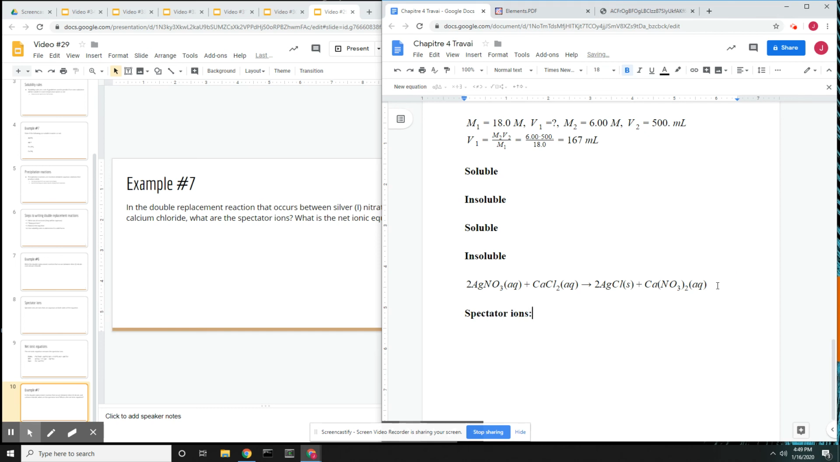So I've already written out the molecular equation. So the spectator ions, I look and I see that calcium is aqueous on both sides, but it's a spectator ion, so I do need to list the charge. And then NO3 nitrate is aqueous on both sides. And that leads me to the net ionic equation, which is really just going to be the formation of AgCl. You can think of this as sort of like the reverse of the dissociation reaction.